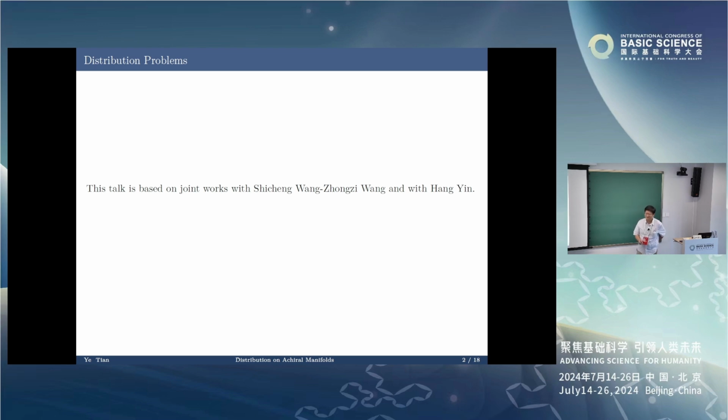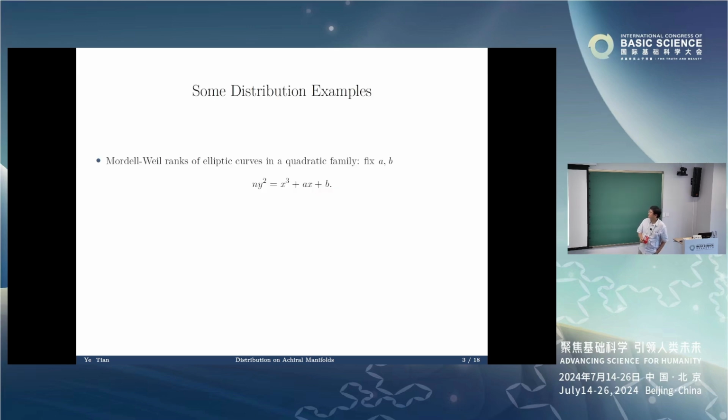So first, let me give some examples. We will first touch 3 examples. The first distribution problem is about the Mordell-Weil ranks of elliptic curves in a quadratic family. If you fix a, b and let n vary, you can ask how the Mordell-Weil rank changes when n varies.